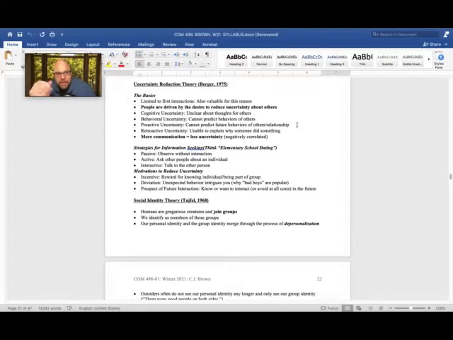Cognitive uncertainty. It's unclear what someone else is thinking. Behavioral uncertainty. You can't predict what the other person's going to do. Proactive uncertainty. You can't predict the future relationship you would have with this person. And retroactive uncertainty, which is you're unable to explain why someone did something.